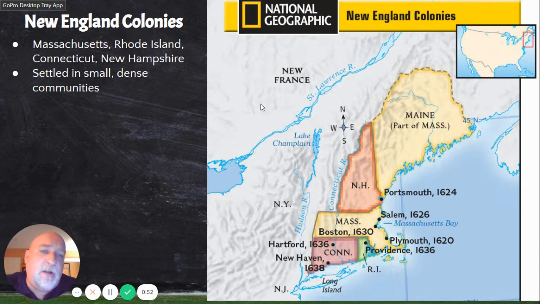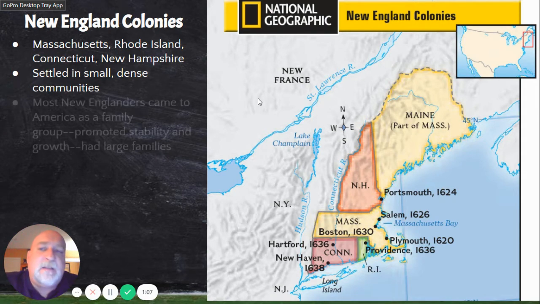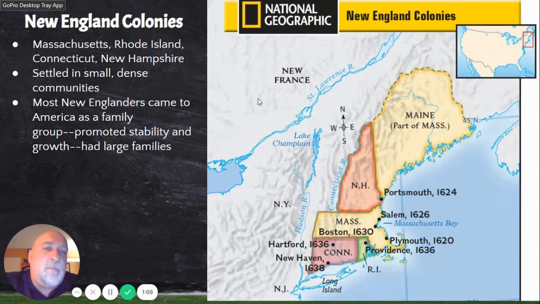And the people who are going to come here are going to settle in very small, very dense communities. What I mean by that is they're going to be in small towns of a couple hundred people. They're going to be living pretty close together. They are going to have farms, but the problem is the farmland is going to be pretty poor.